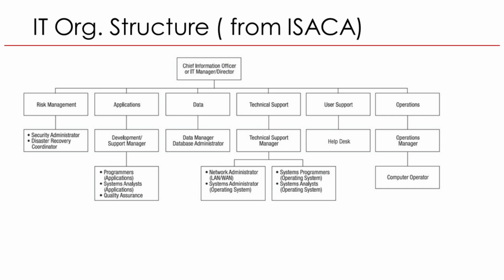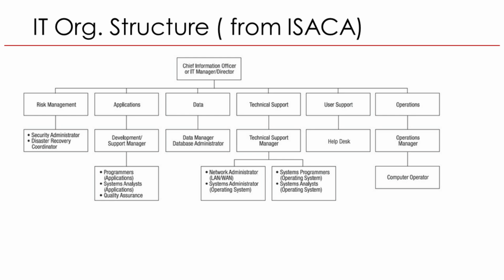Let's break these down. The applications team, made up of programmers, systems analysts, and quality assurance (QA) staff, focuses on developing and maintaining business software. The technical support team handles networks, servers, and systems administration. The operations team manages day-to-day system performance, backups, and batch processing.